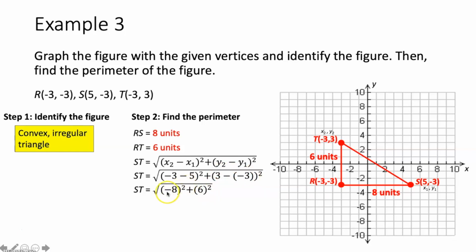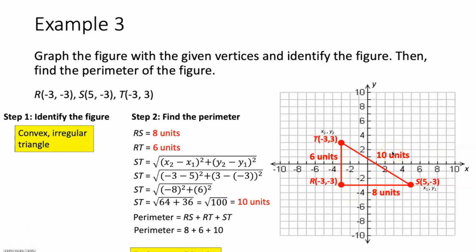We then do our exponent, so -8 squared is going to be 64, and 6 squared is going to be 36. We then add these two together, 64 plus 36 gives you 100, and the square root of 100 is 10 units. So the measure of this given side is 10 units. So if I wanted to find the perimeter of this triangle now, I just add together the 3 side lengths, and I end up getting that the perimeter is 24 units.